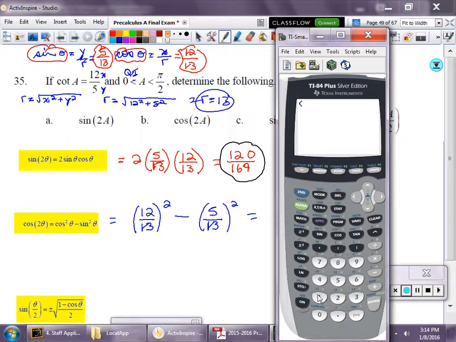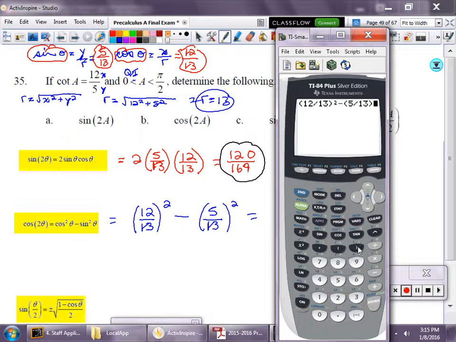Parentheses, and remember the square goes outside. Divided by 13. Close the door. Square it. Minus. And you try this with me. It's very important you try to give that comfort of knowing. That's where the confidence comes in.